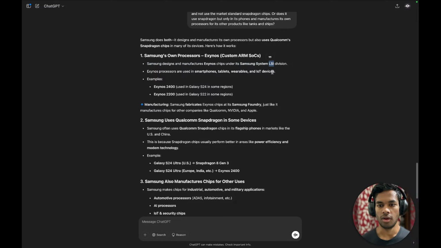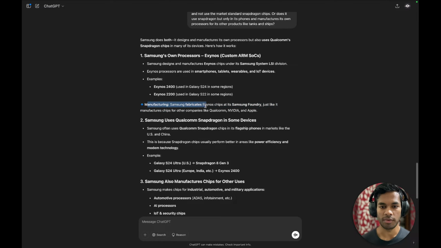Exynos processors are used in smartphones, tablets, wearables, and IoT devices. Exynos 2400 and 2200 are used in the Galaxy S24 and S22 in some regions.